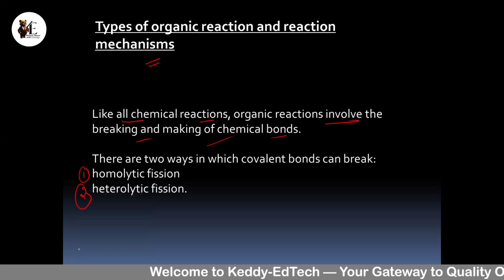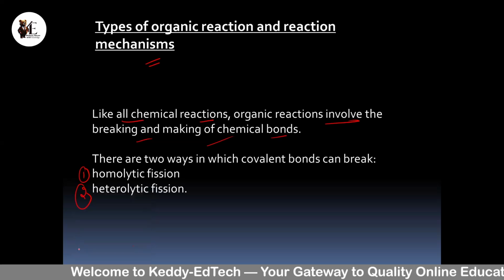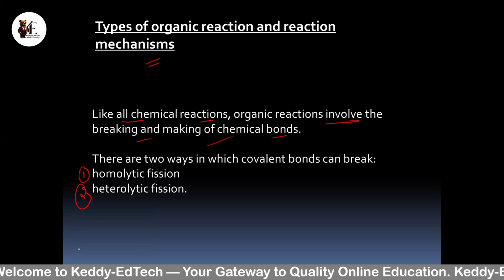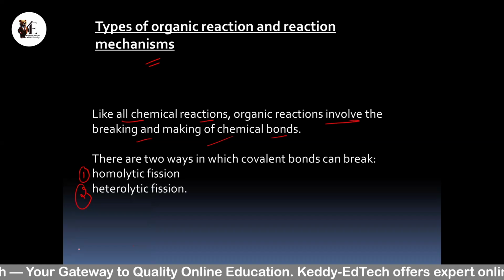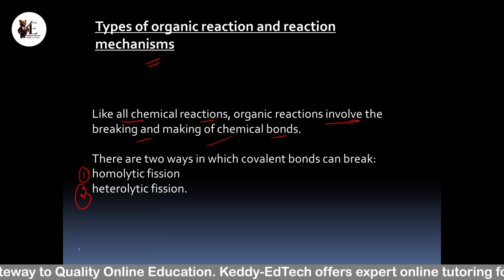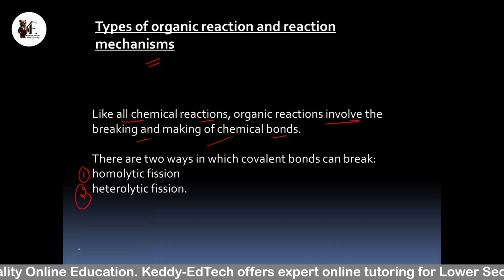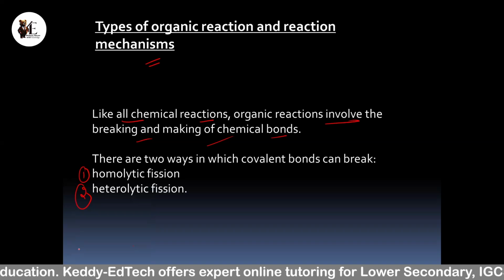We have to remember that whenever a chemical reaction is happening, there is involvement of breaking of bonds and the formation of bonds, as we have studied in the chemical energetics chapter. There are two ways in which covalent bonds can break. One is homolytic fission. Fission means breakage. And the second is heterolytic fission.